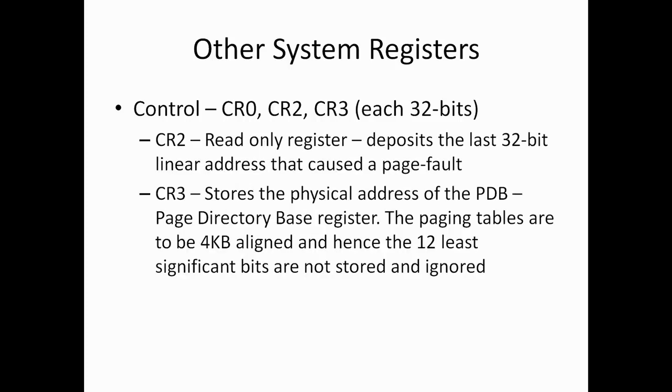CR2 is a read-only register from the user's perspective; it gives you the last address which created a page fault. Page faults are related to paging, that is, virtual memory. CR3 stores the page directory address for paging. So, just remember that CR2 gives you the address for a page fault, and CR3 stores the base address of the page directory. As we go on to paging, we will be using these control registers.